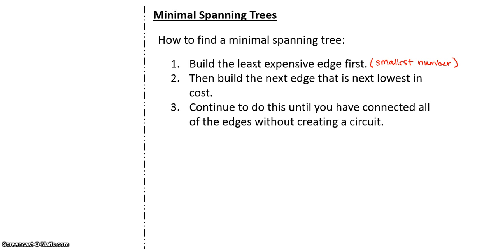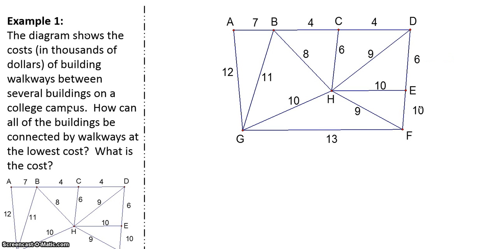Alright, so let's do a couple of examples to see how this works out. So go ahead and pause for a minute and have the substitute pass out the example 1 so that you can paste it in, and then we'll work out the problem. Okay, so it says the diagram shows the costs in thousands of dollars of building walkways between several buildings on a college campus. How can all of the buildings be connected by walkways at the lowest cost? And then we want to know what is the cost.